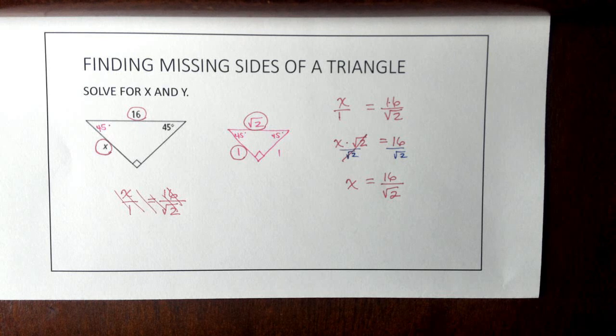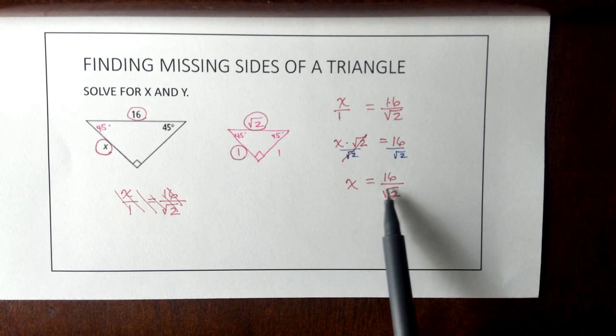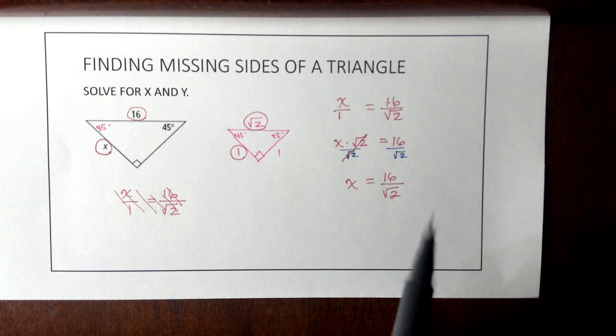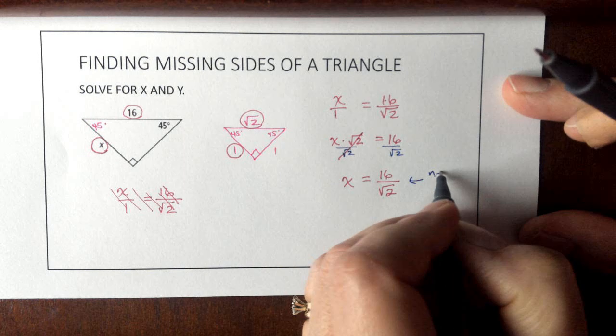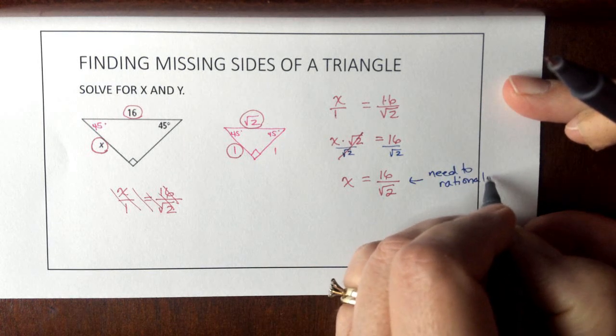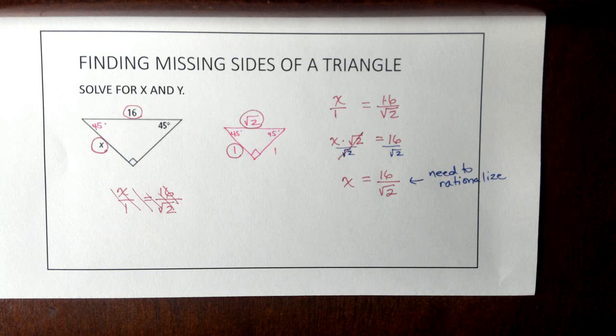However, on a multiple choice test, this would never be an answer choice because square roots in the denominator are considered bad form. So we would need to rationalize this, which is the process we learned to do yesterday. So what I think I'll do is just go over to the side, find some room in the margin, and rationalize that denominator.